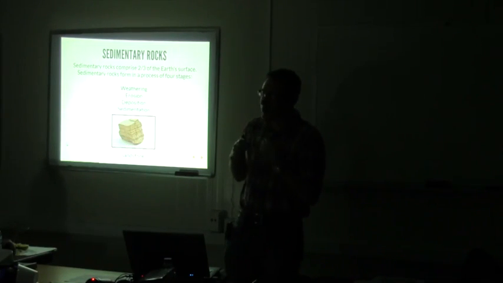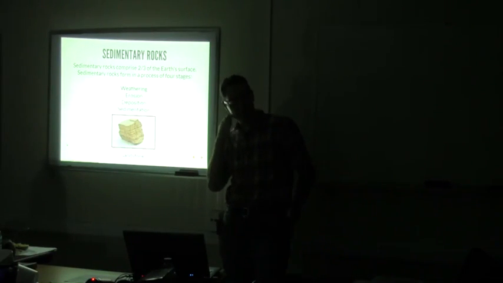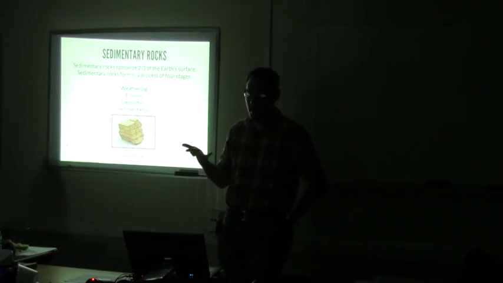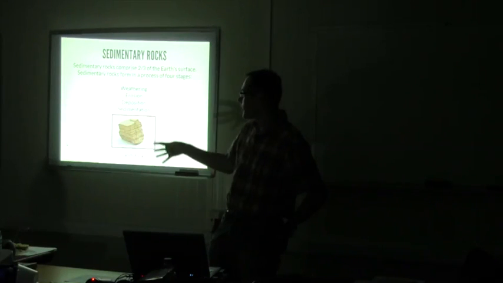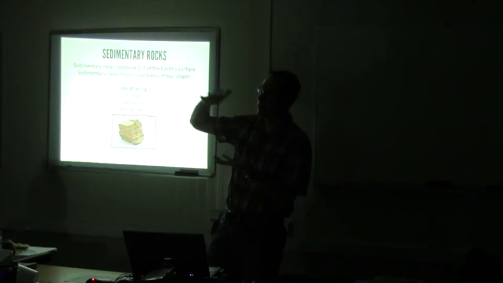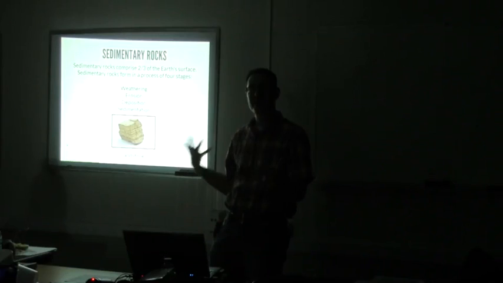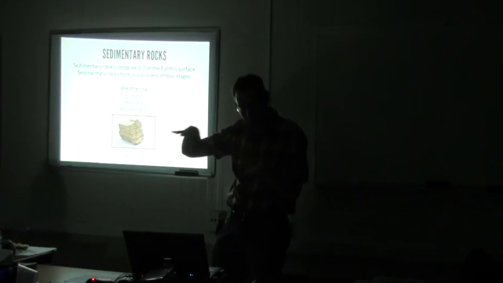All right, that was igneous rocks, magma and so forth. Sedimentary rocks are most of the rocks that you will actually see. Two-thirds of the Earth's surface is made of sedimentary rocks. And we get sedimentary rocks from four different things: weathering, erosion, deposition, meaning depositing various layers on top, and sedimentation. We have sediments that are forming onto things.